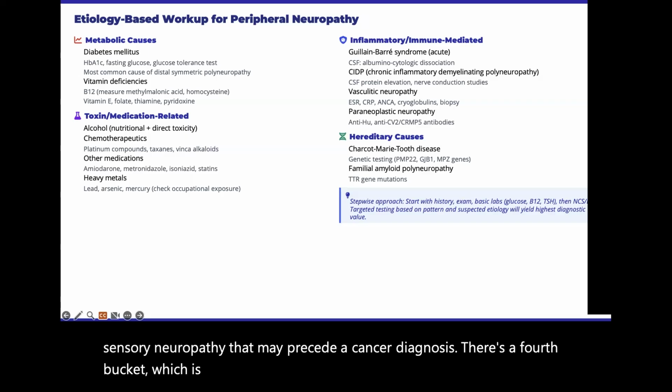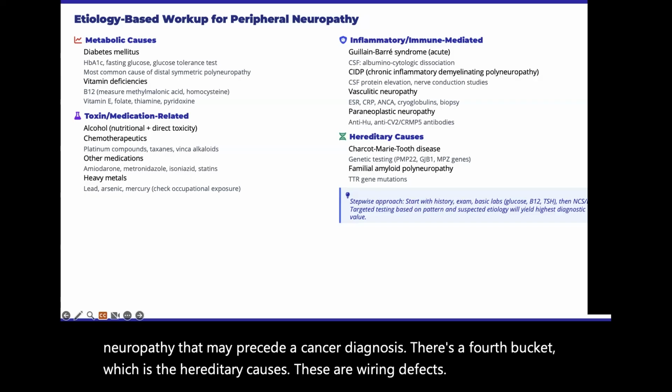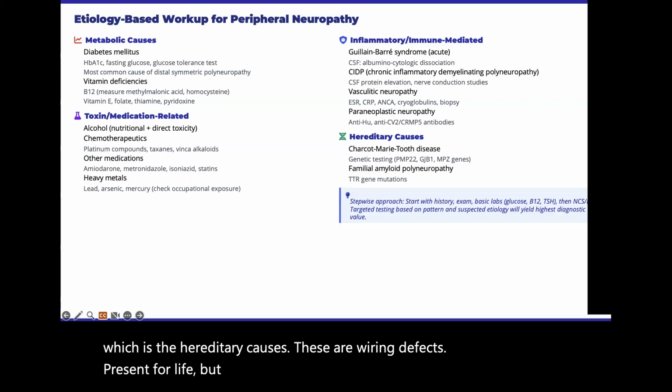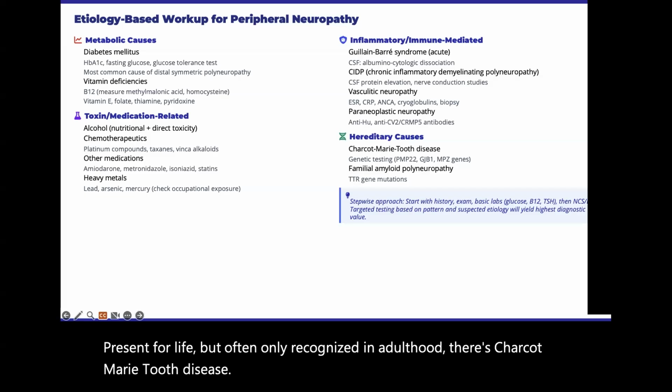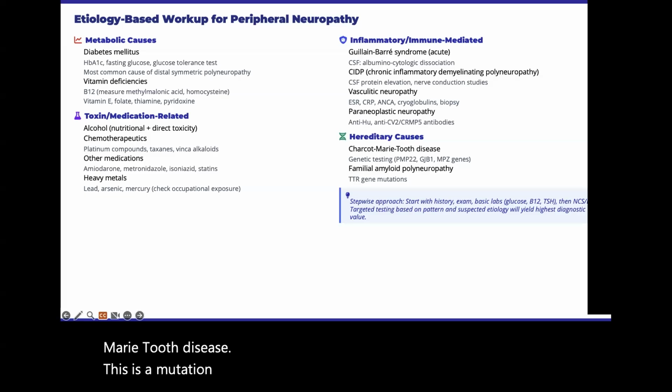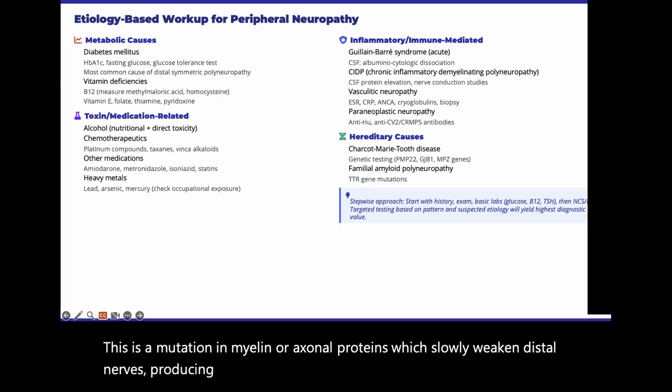These are wiring defects, present for life, but often only recognized in adulthood. There's Charcot-Marie-Tooth disease. This is a mutation in myelin or axonal proteins, which slowly weaken distal nerves, producing progressive foot drop, high arches, and distal sensory loss.